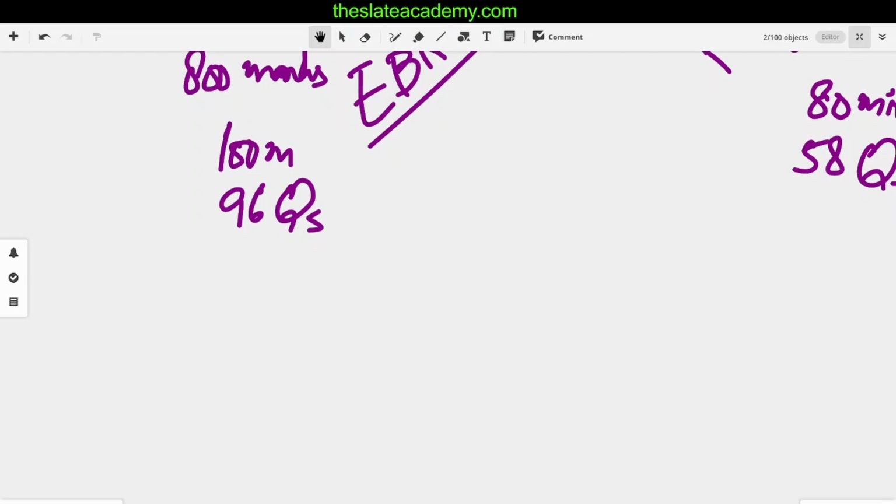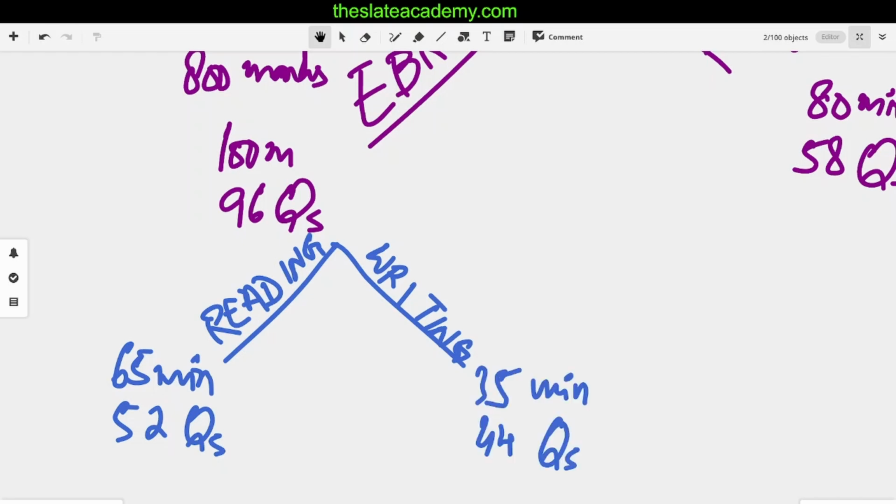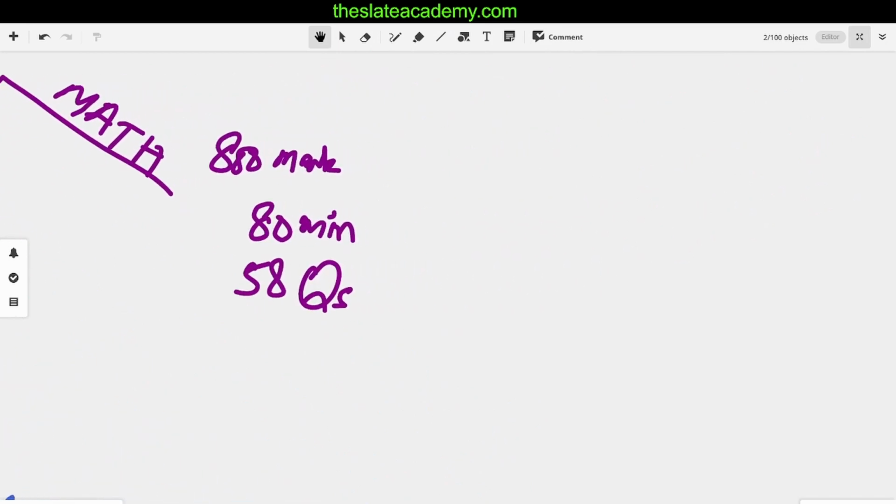So for evidence-based reading and writing, you'll have two portions, one for reading and one for writing. For the reading section, you'll be allowed a time of 65 minutes in which you'll have to answer 52 questions. Whereas for the writing portion, you'll be allowed a time of 35 minutes in which you'll have to answer 44 questions. As for the math portion, it can also be divided into two categories.